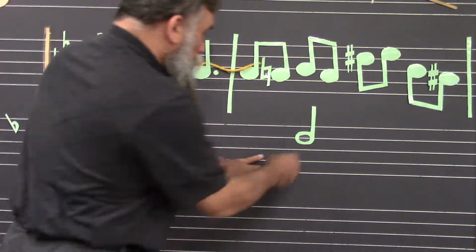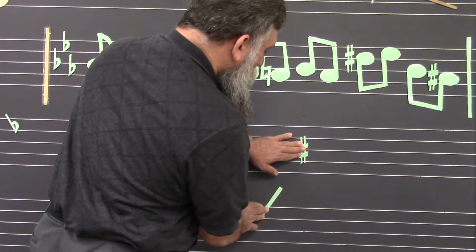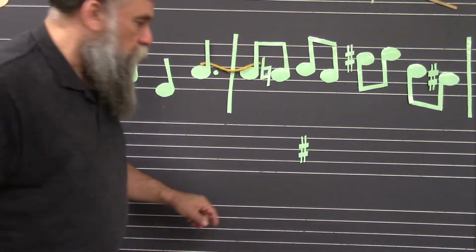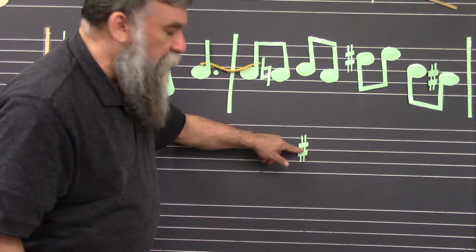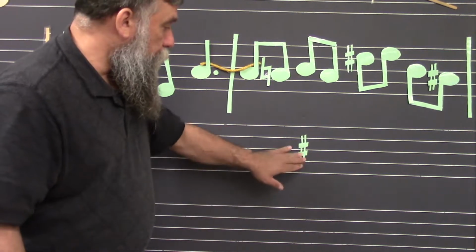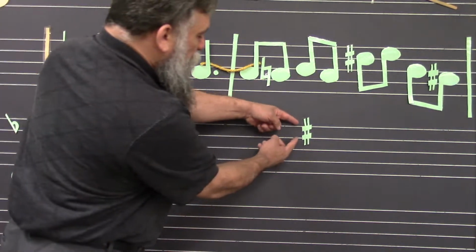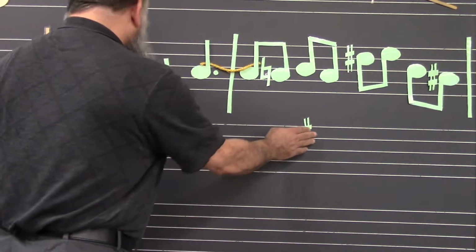Let's do that with the sharps. Is this on a line or a space? It's on a line because the line is going through the hole in the middle of the sharp. Is this on a line or a space? It's on a space because it's between the two lines.